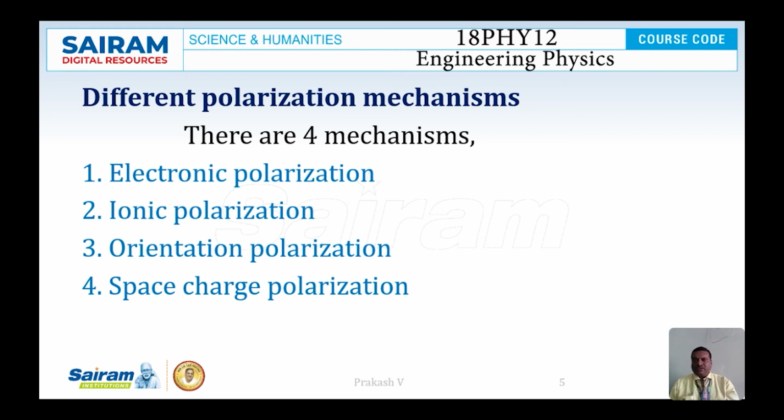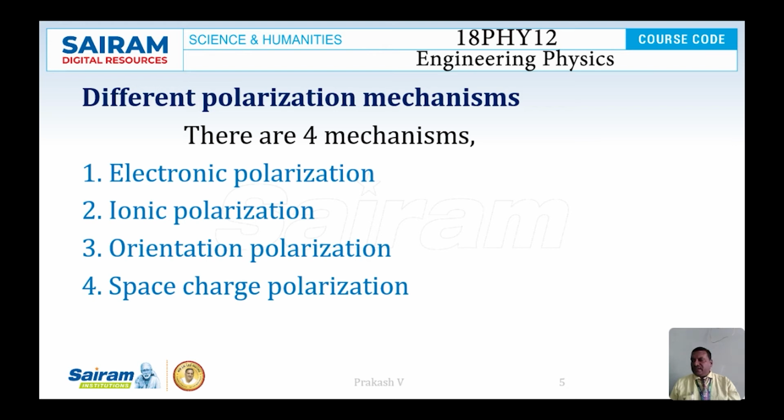And the last one is space charge polarization. What is space charge polarization? When there is an accumulation of charge between two regions when a material is placed in an external electric field. This will occur when two electrodes are connected to a dielectric material. Such a type of polarization is considered as space charge polarization.